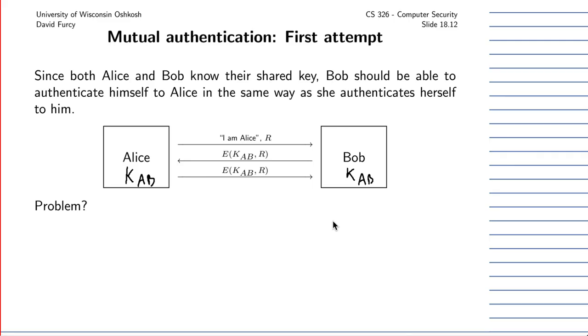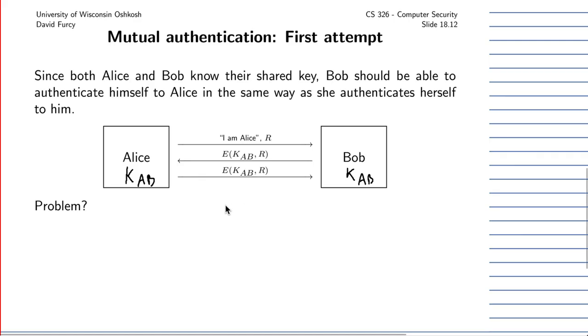So, what is wrong with this protocol? What is the big problem here? Well, the problem should be pretty obvious: these two messages are exactly the same. They both encrypt the challenge with the shared symmetric key. So clearly, the second message cannot be of any use when it comes to security, in particular when it comes to authenticating anybody to anybody.